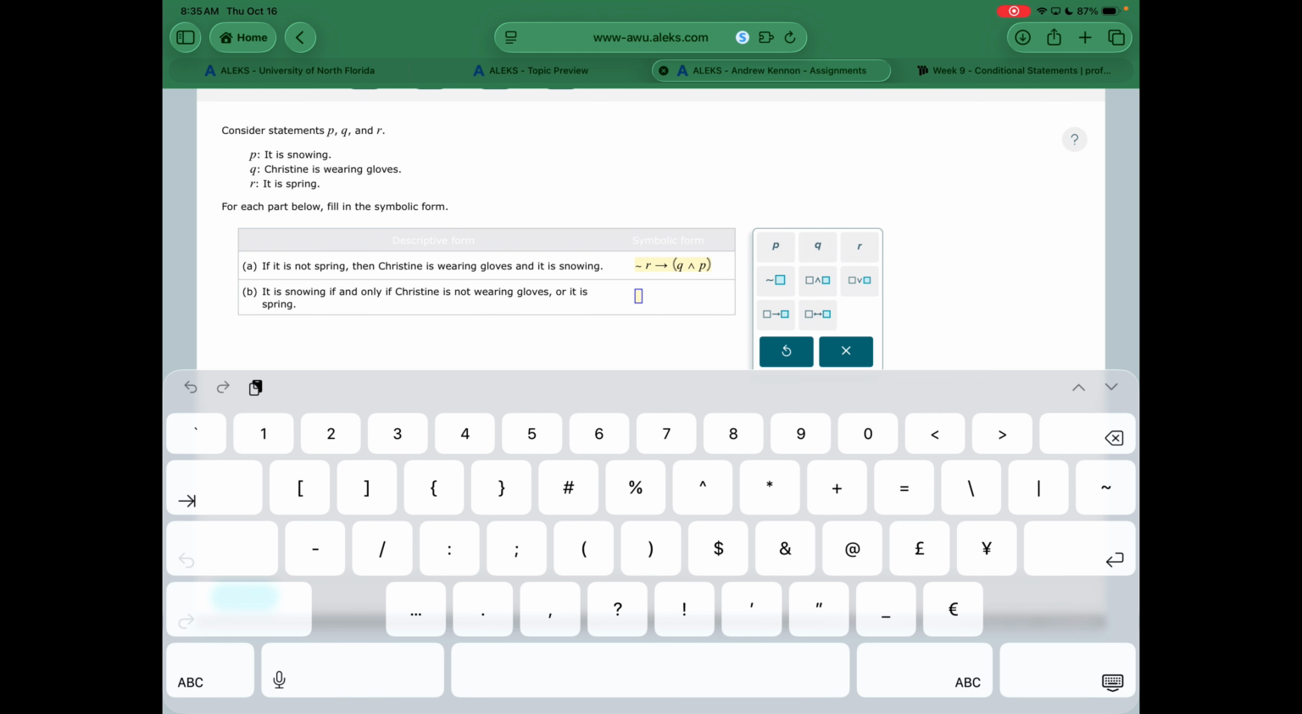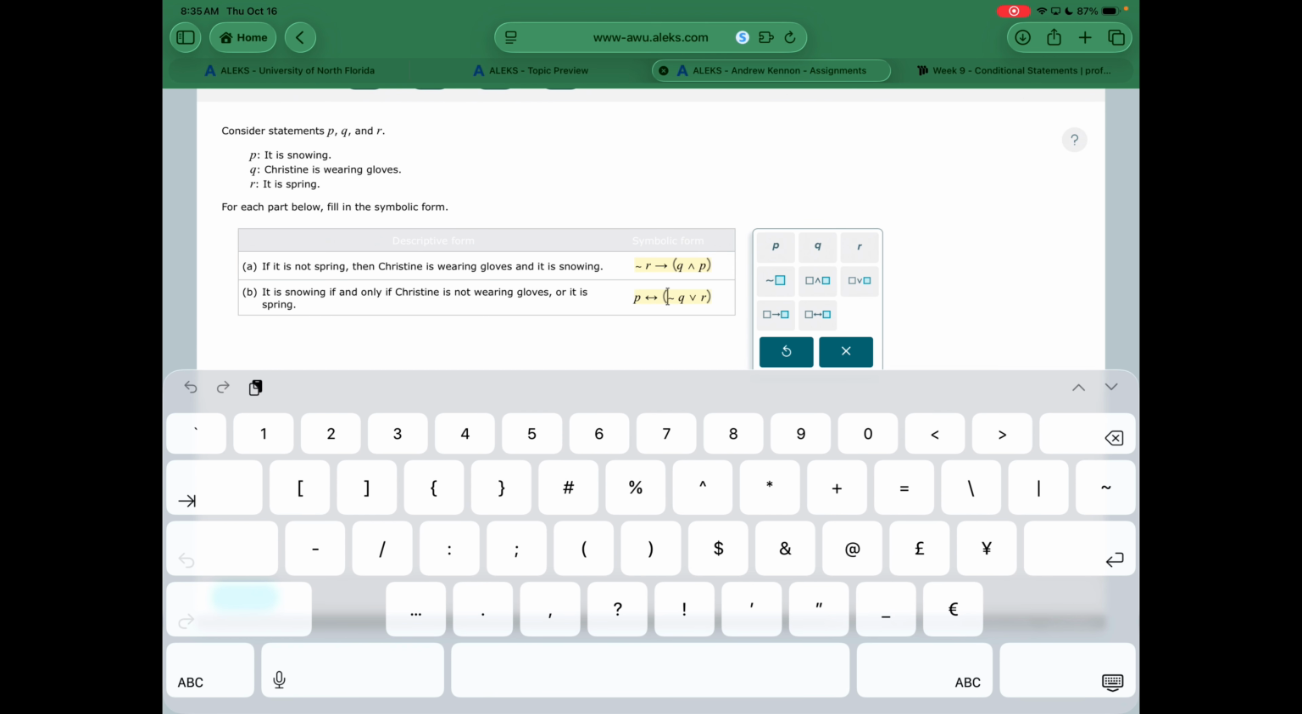Okay, so you do the parentheses. There's a comma there to remind you to do the parentheses, but really you do the parentheses because there's 2 things after the then. The next one: it is snowing if and only if Christine is not wearing gloves, or it is spring. Again, there is going to be parentheses because you got 2 things after the if and only if. The double arrow is the if and only if.